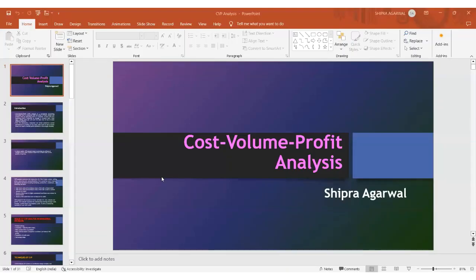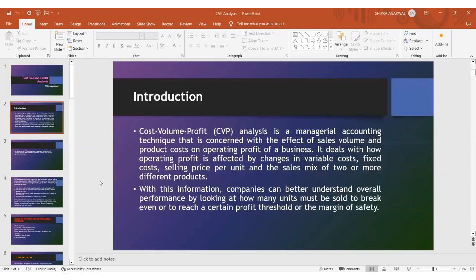The next chapter is cost, volume, profit analysis. Now, see, when we are talking about this cost, volume, profit analysis, first of all, try to understand that this is again a technique of managerial accounting, which is known as CVP analysis, right? And here, what exactly are we trying to study? We are trying to study the effect of sales volume and product cost on the profit of the organization. Because you know that here we are talking about three terms: cost, volume, and profit. So we are studying the effect of this cost and volume on the profit of the organization.